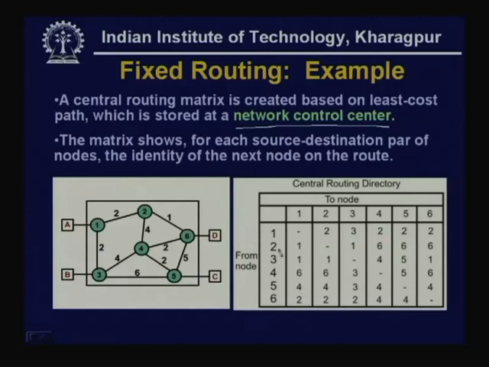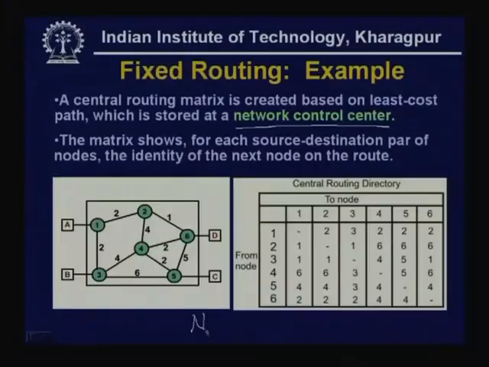For example, if the destination is 3, then from 1 it is forwarded directly to 3, because it is directly connected. On the other hand, if it is 4, then it has to be forwarded to 2, and after that where it will go can be obtained as we shall see later. So, in this way, such a big routing directory has to be stored in the network control center.